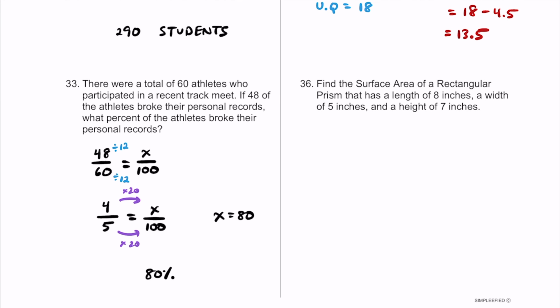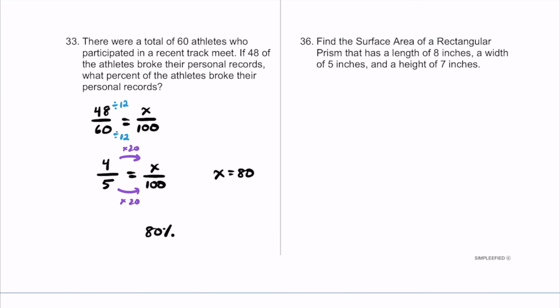All right, for 36, we have to find the surface area of a rectangular prism that has a length of 8, a width of 5, and a height of 7. So if we're trying to visualize this, well, the surface area, we're going to have 2 of the length times the width. So we have 2 times length times width. That's going to be 2 of the sides. Plus, we're going to have 2 times the length times the height. And we're also going to have 2 of one last thing, which is going to be the width and the height, right? So there's going to be 2 of each of them.